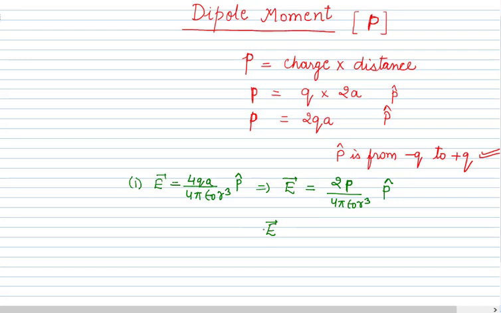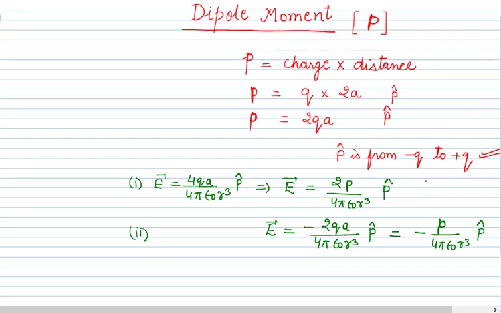Fine. So for the second case, when point P is situated at the equatorial plane, we got the expression E is equal to minus 2QA upon 4 pi epsilon naught R cube, and the direction was P cap. So in this expression also, we can replace this 2QA with the dipole moment P. So it comes out to be minus P upon 4 pi epsilon naught R cube, and the direction is P cap.